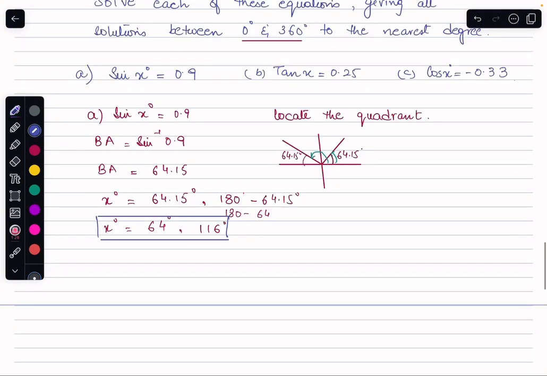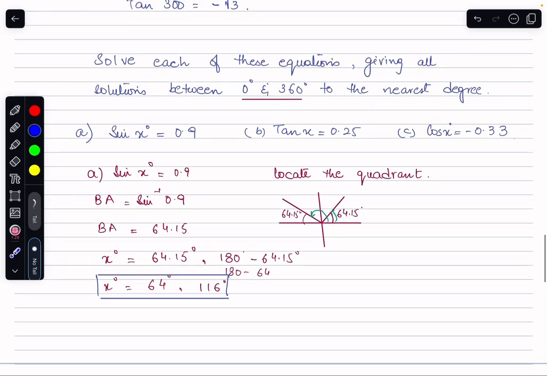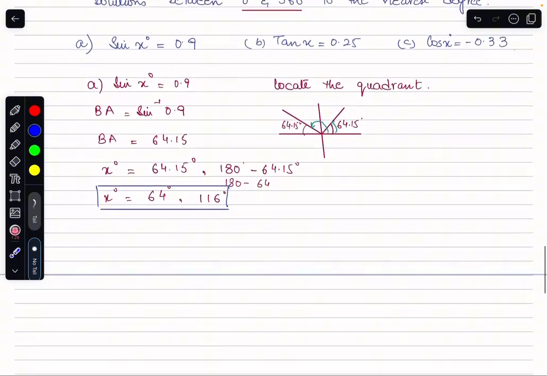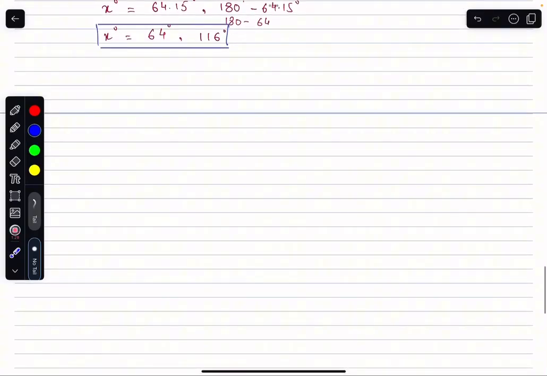The second question says find tan of x equals 0.25, and again we have to give all the solutions between 0 and 360 degrees. So, part B: tan of x equals 0.25.